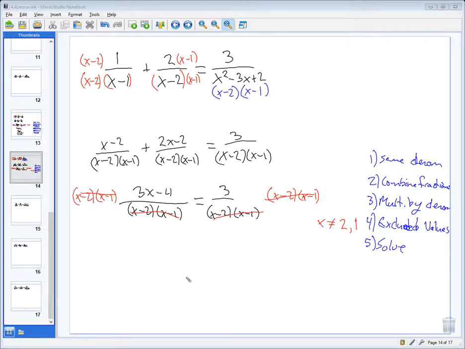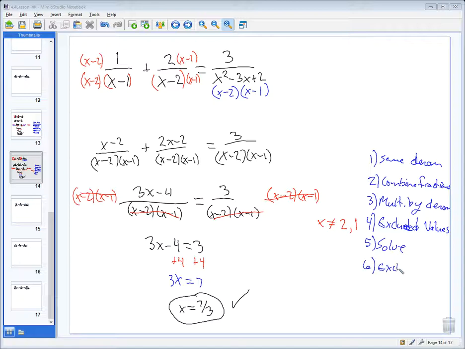Now we have step 5, we're going to solve what's left. And we have 3x minus 4 is equal to 3. Now I'm going to add the 4 to both sides. And I got 3x equals 7. Dividing, I get x equals 7/3. I check that with my excluded values. They do not match, which means this is my answer. It checks out. So that was step 6.